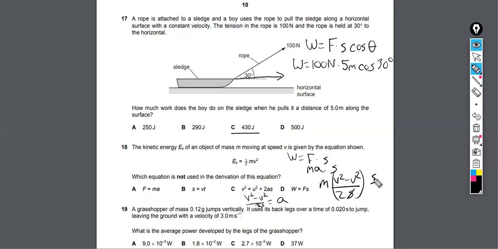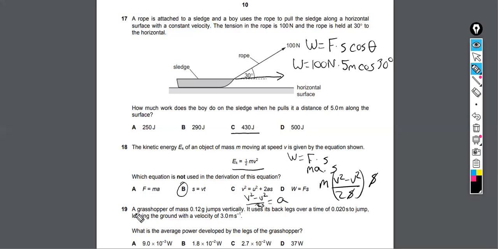Then the s's will cancel, and distributing, we get mv squared over 2 minus mu squared over 2. And if the initial velocity is 0, then that can just go away, and we'll get the equation for kinetic energy. Note that we needed the equations A, C, and D to derive that, and so the correct answer, which equation is not used, would be D. This is just, remember, non-accelerated motion. Displacement equals velocity times time.